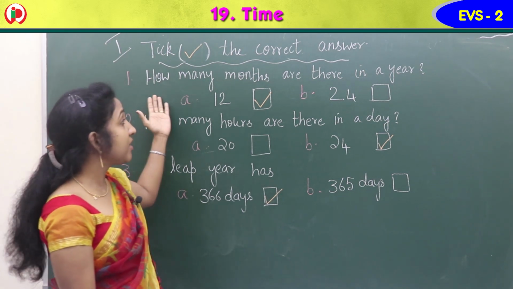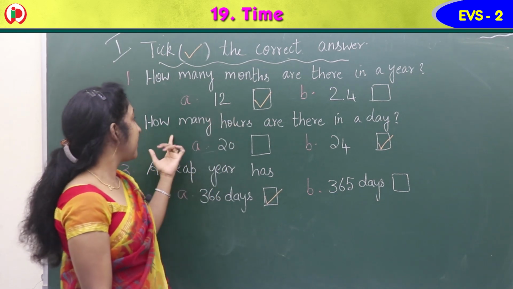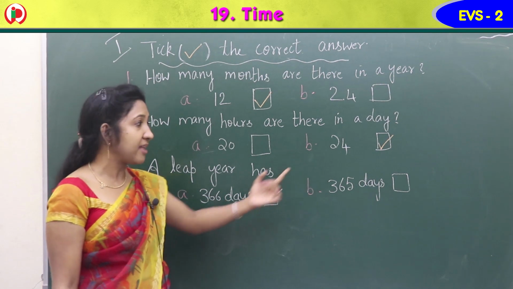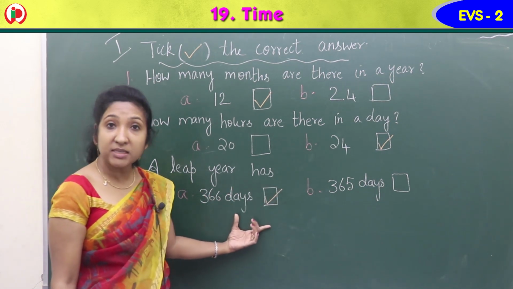So first one, how many months are there in a year? Option A 12 is the answer. Second, how many hours are there in a day? Option B 24 is the answer. Third one, a leap year has option A 366 days.